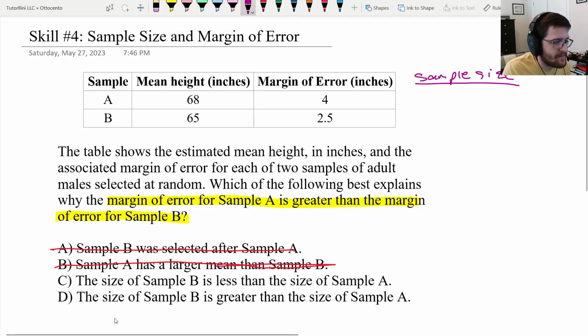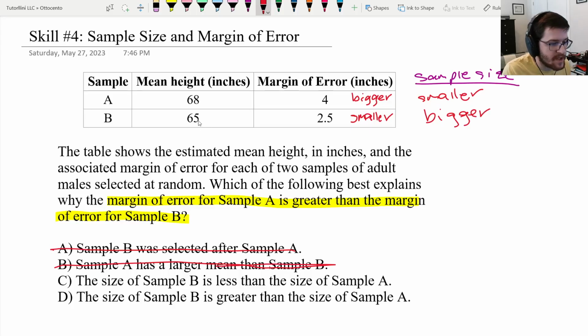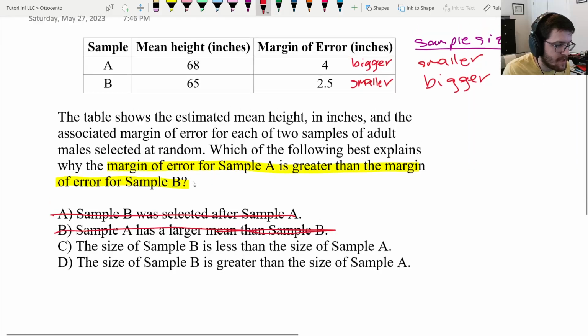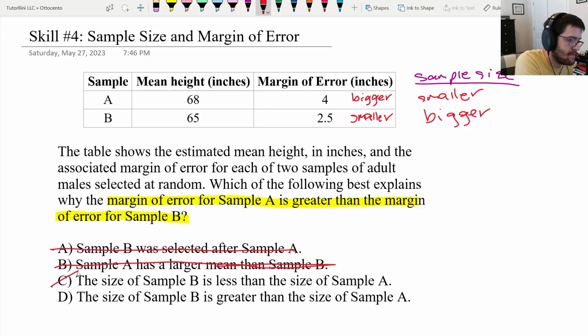Anyway, so let's see. Okay, so this one has the bigger margin of error, and this one has the smaller margin of error. And remember, margin of error and sample size are inversely related. So the one with the bigger margin of error has the smaller sample size, and the one with the smaller margin of error has the bigger sample size. Okay, so let's see if we can find one that supports that. The size of sample B is less. No, B is the bigger one, so that is wrong.